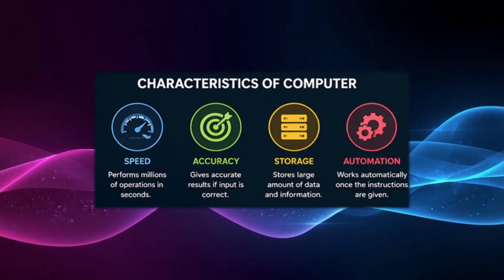The characteristics of computers. Computers have some important characteristics. They are extremely fast. They can perform millions of calculations in seconds. They are accurate. If the input is correct, the output is also correct. They have huge storage capacity. And they can work automatically once instructed. This is why computers are used everywhere.